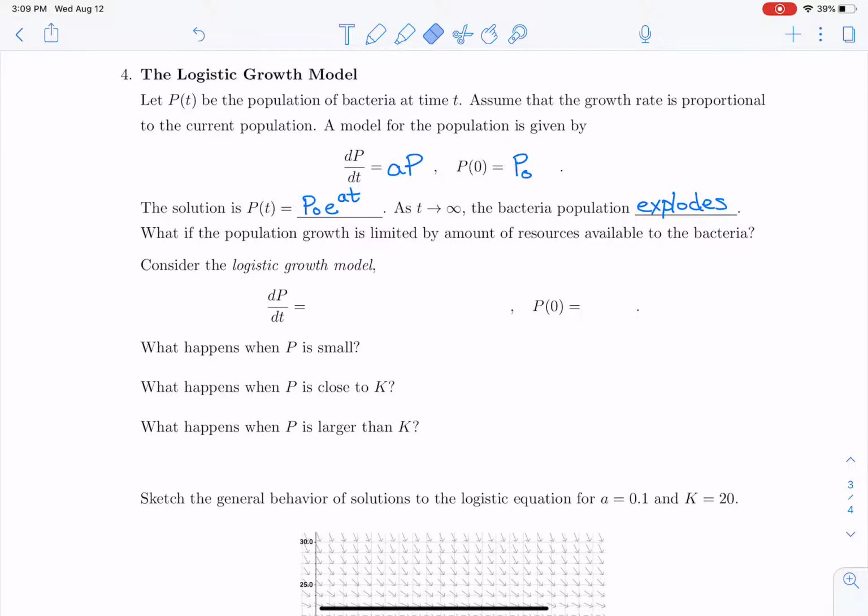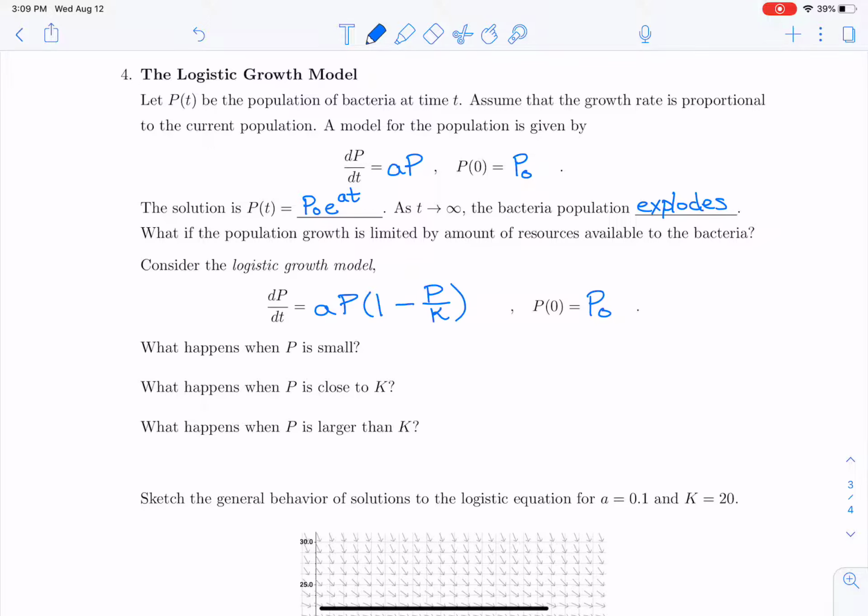So what if the population growth is limited by the amount of resources available to the bacteria? How can we model this behavior? What I would like you to consider is a model that looks a little like the exponential growth model, but also adds some sort of limitation. So we're going to let dP/dt equal aP, and then limit the growth by adding another term, (1 - P/K). Again, the initial population P(0) is P_0.